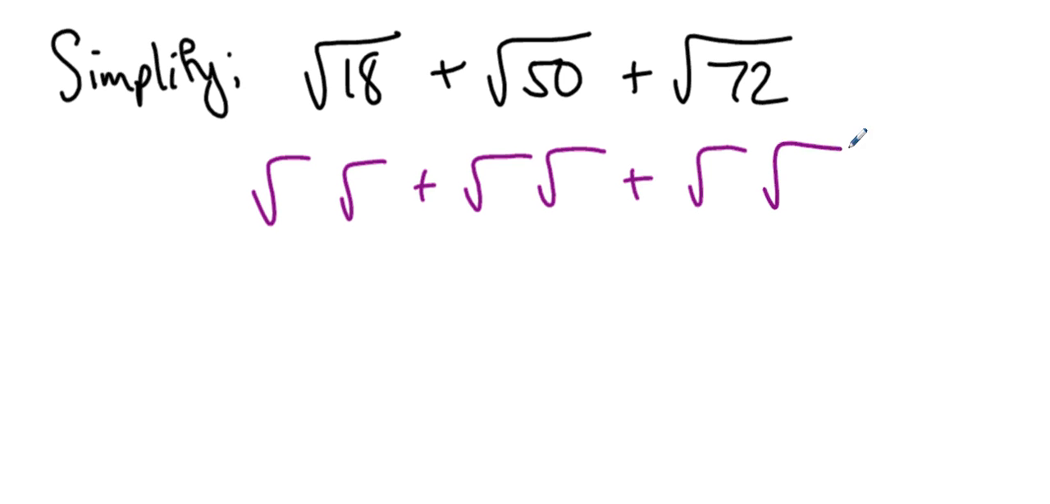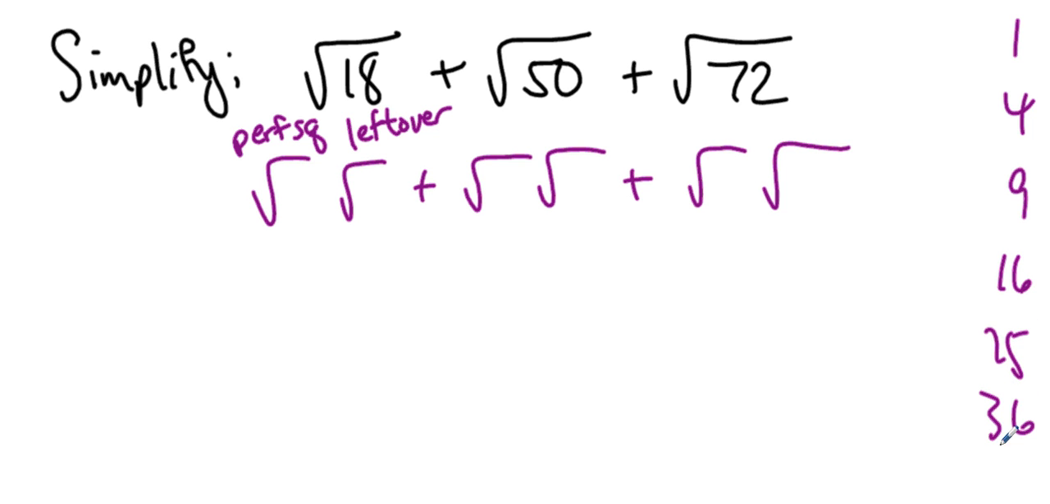And we simplify the radicals by breaking them up into a perfect square and some leftover factor. And you know all your perfect squares, 1, 4, 9, 16, 25, 36, and so on. And in every case, we are looking for the greatest perfect square that goes into our radicand. In this case, the greatest perfect square that goes into 18 is 9. What's left over? Well, 9 goes into 18 twice.